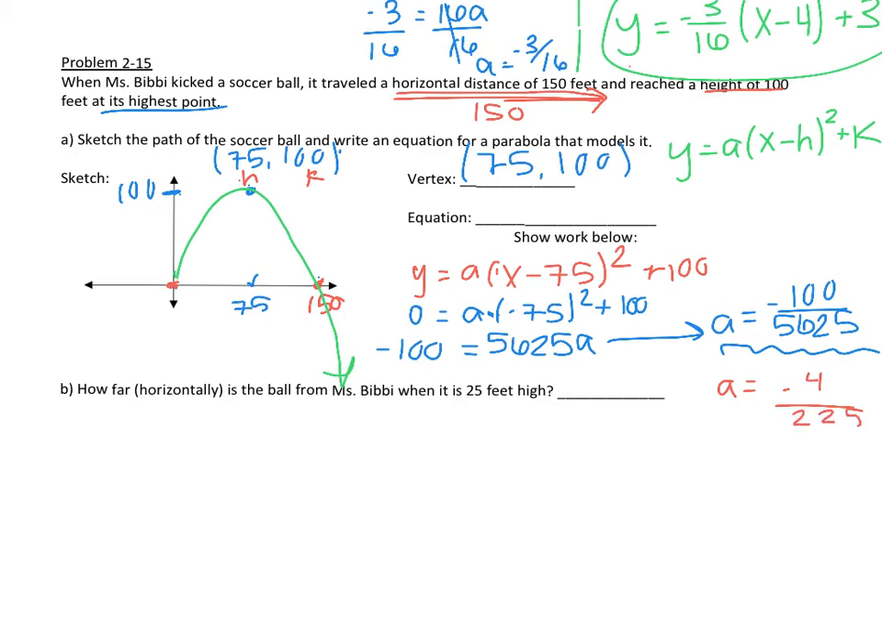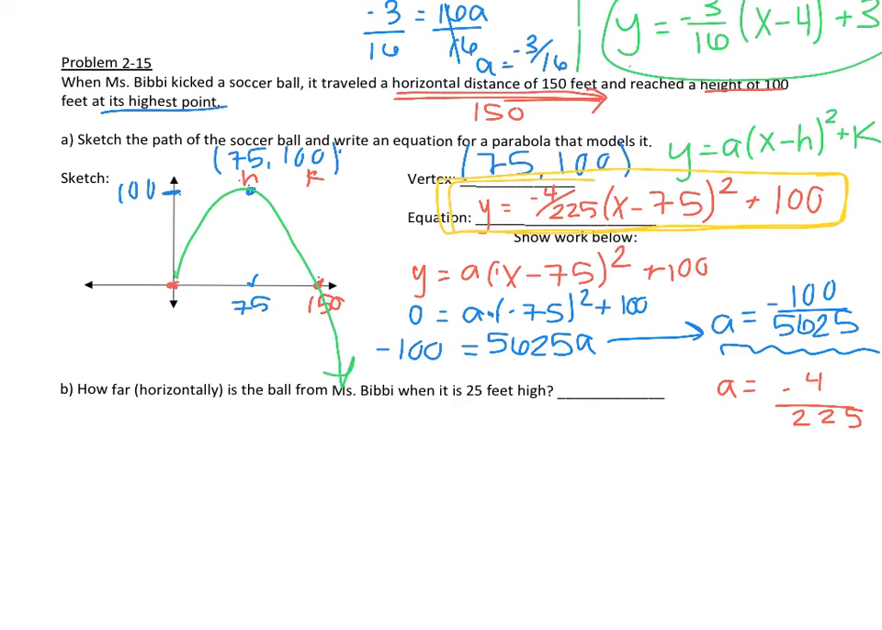Okay. So I have my value of a to substitute into this equation. That is our final equation. So I'm going to write that in my answer blank. So that is y equals negative 4 over 225 times x minus 75 squared plus 100. So this is my final equation modeling the path of that soccer ball.